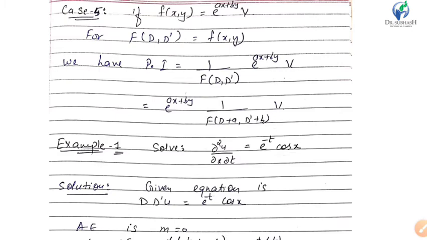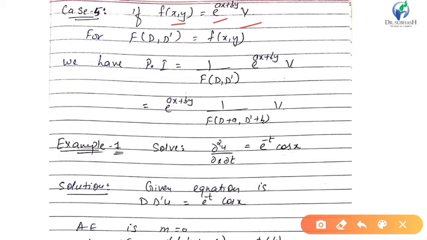Now let us move towards case 5. Case 5 is when f of x, y equals e raised to ax plus by into V. Now V can be any of the functions of either case 2 or case 3 or case 4. Now we will understand this.